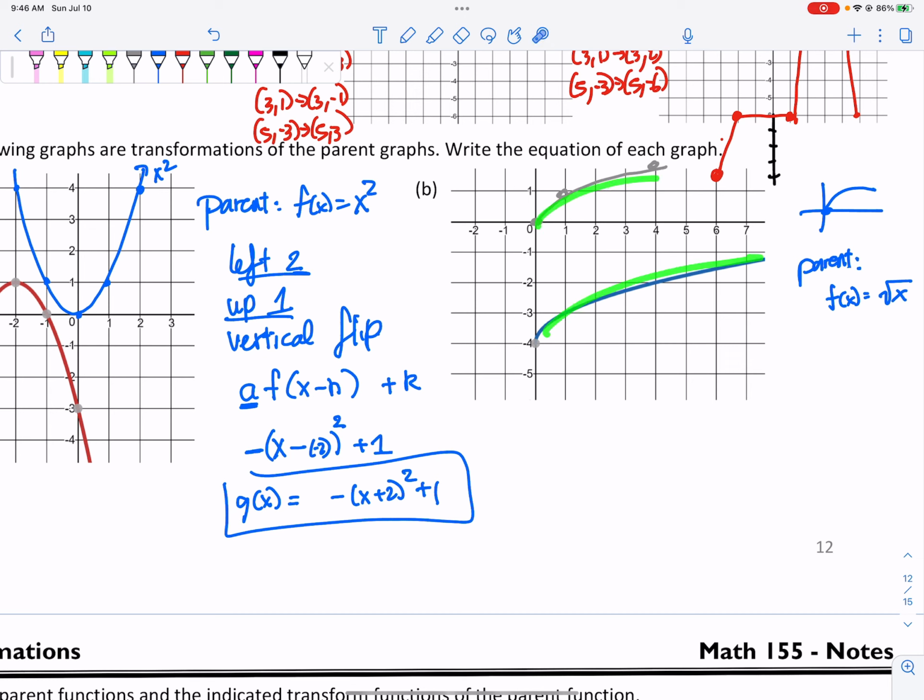It looks exactly the same. The only thing that's different is that it's been moved down 1, 2, 3, 4 units. So what we're going to do is take the f of x, and then subtract 4 units, 4. So g of x is going to be the square root of x minus 4.